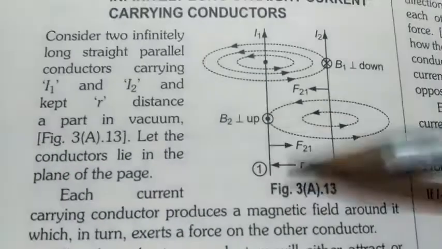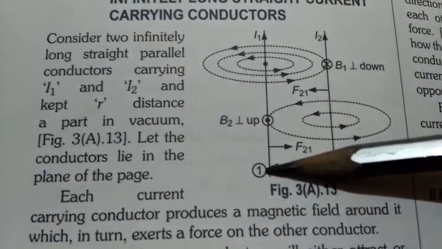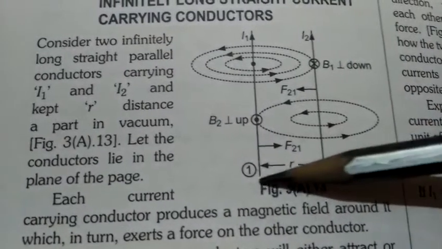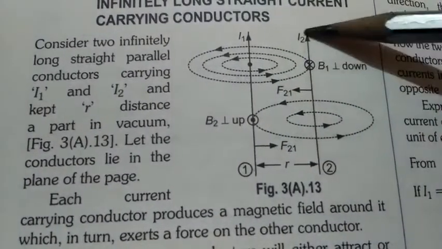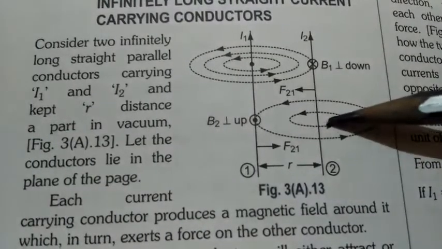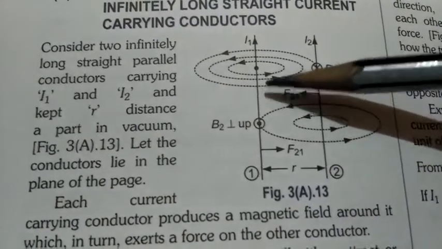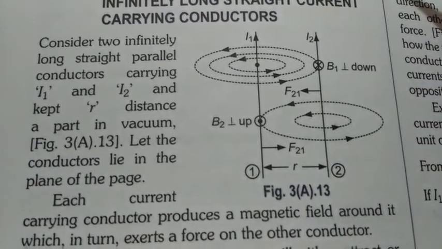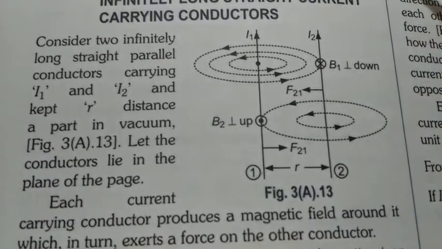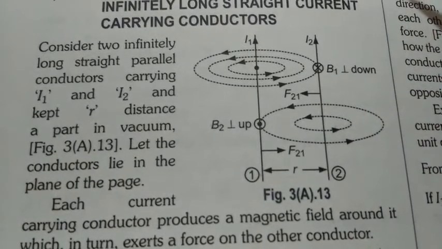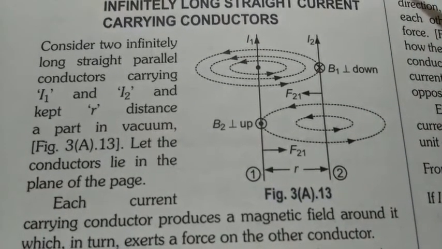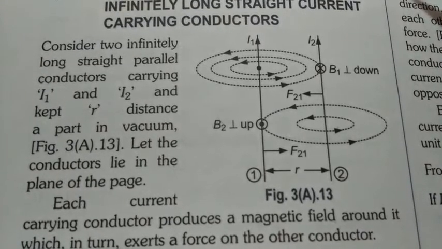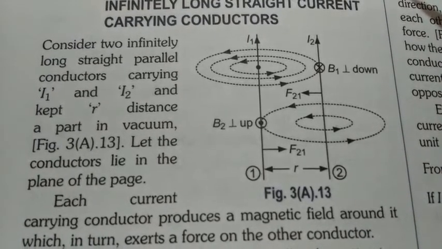So here in front of you we have two conductors. This is conductor 1, this is conductor 2. They both are straight conductors and they are placed parallel to each other. Here you can see the conductors are infinitely long, the currents flowing in the conductors are I1 and I2, the direction of current is the same in both the conductors, and they are separated by a distance r between them.